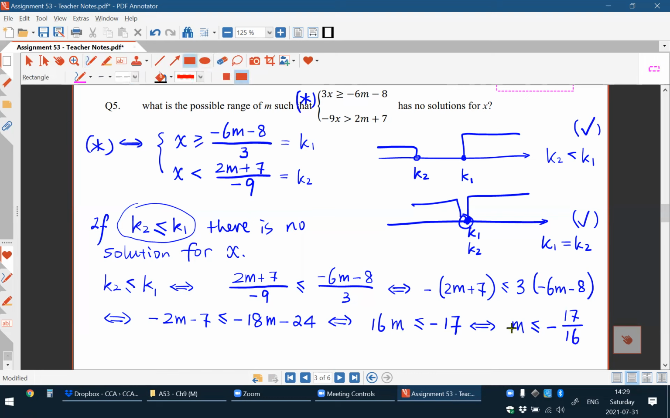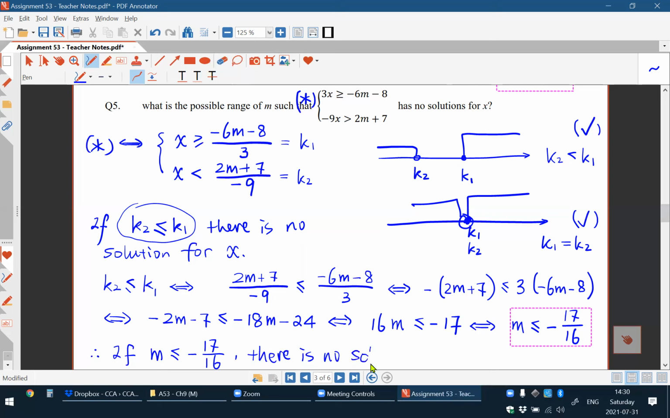M should satisfy this inequality in order that there is no solution for x. Okay, so the final conclusion is if m is less than or equal to minus 17 over 16, there is no solution for x. Okay, so this is a complete process to solve this question. Please have a look at this. Any questions, let me know.